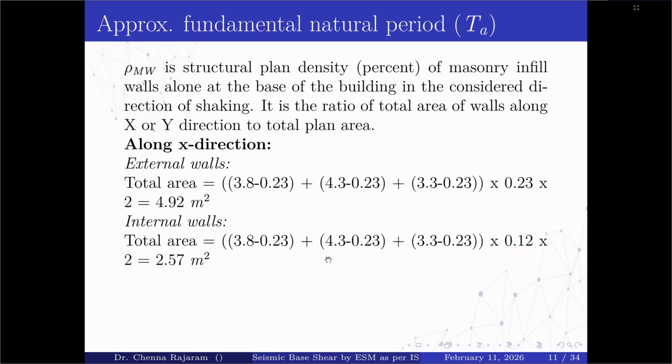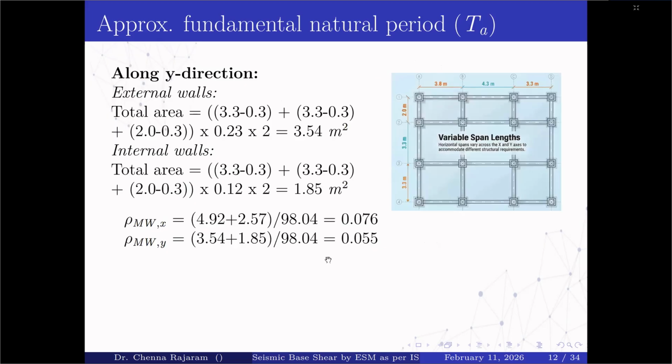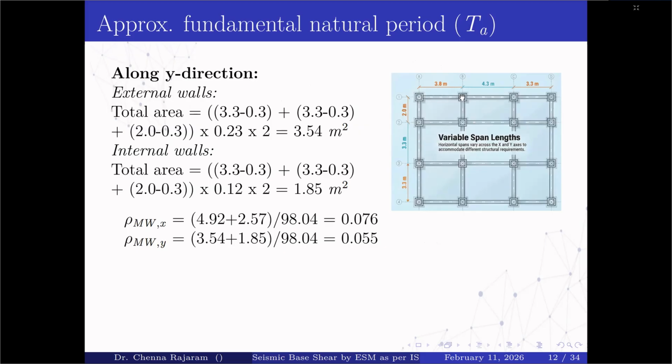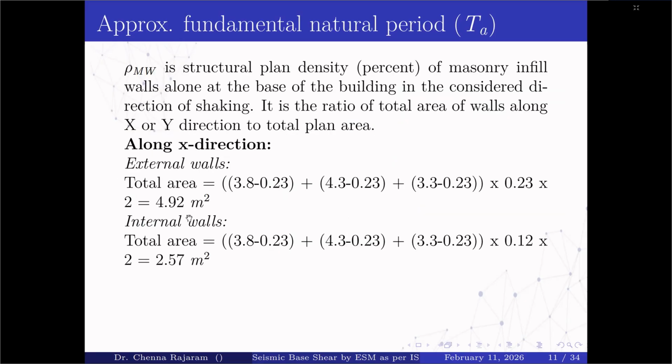So here, in this case, we are calculating the external walls. For external walls, this is the total length, multiplied with 0.23. And how many external walls? 1 and 2 along x direction. So that means 2 multiplied with 0.23, the thickness of the wall, and this length, that comes around 4.92 meter square.